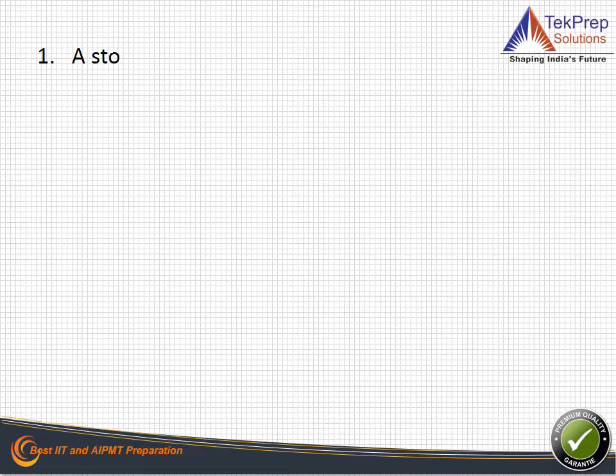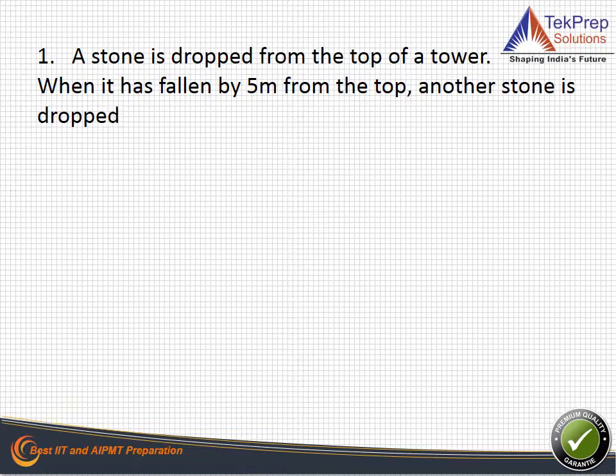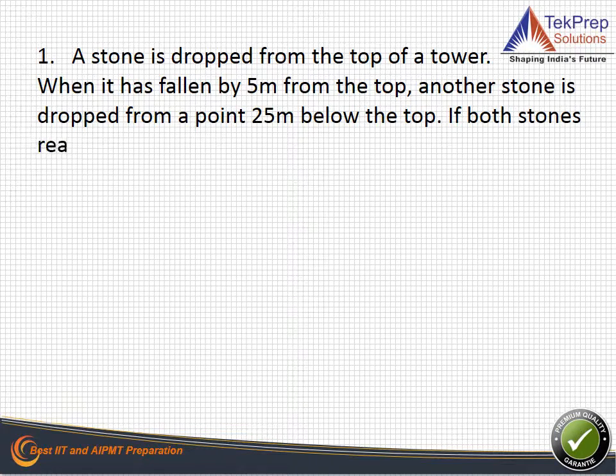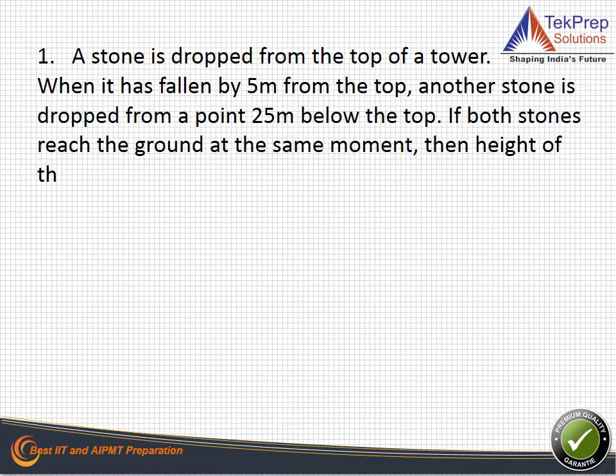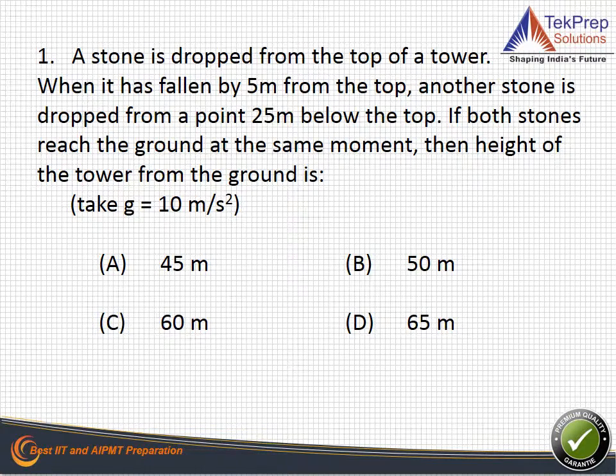Question number 1. A stone is dropped from the top of a tower. When it has fallen by 5 meters from the top, another stone is dropped from a point 25 meters below the top. If both stones reach the ground at the same moment, then we have to find the height of the tower from the ground. Here we can use g is equal to 10 meters per second square.